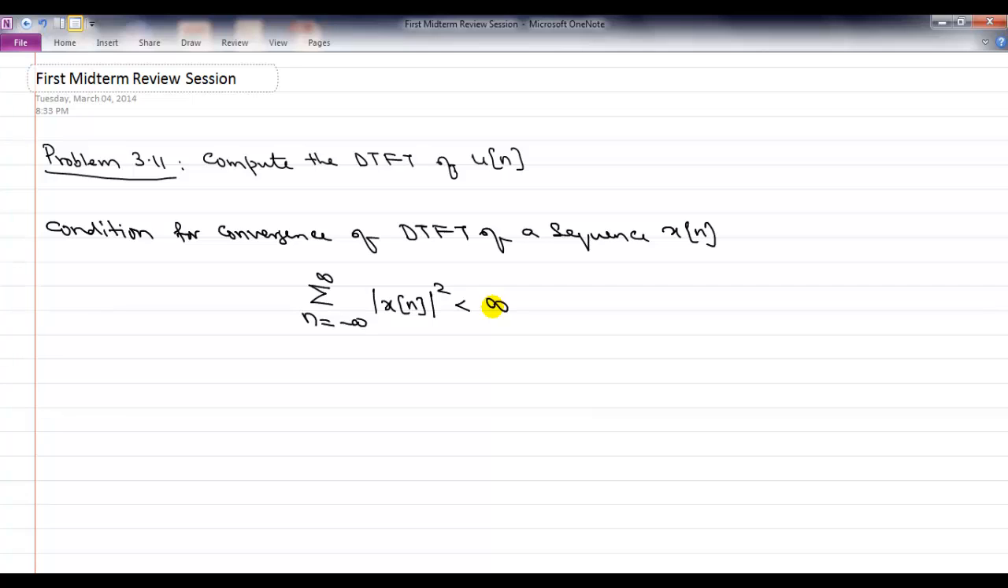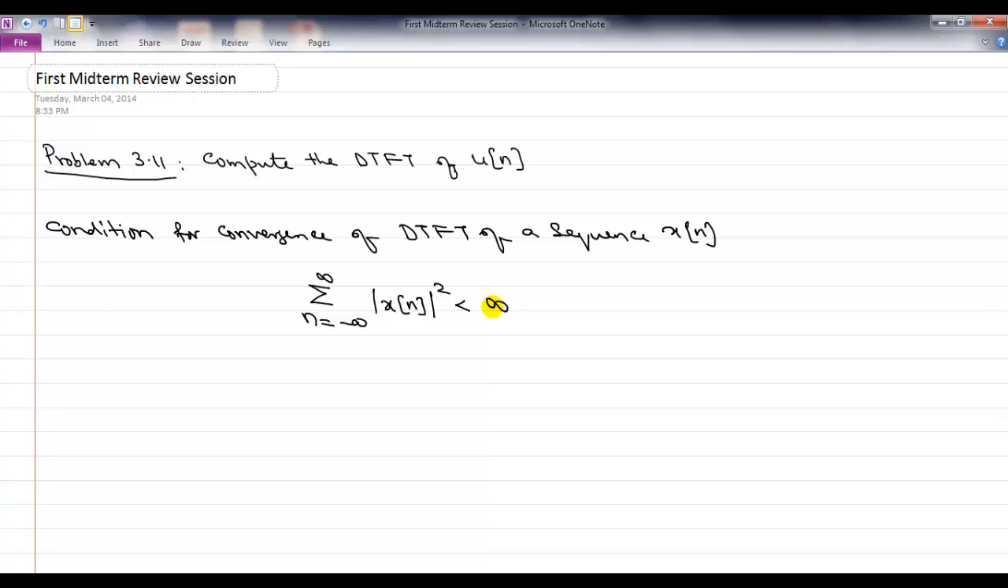And whenever a sequence does not satisfy this condition, we have to play certain kinds of tricks. In some cases, you can use those tricks to get some sort of a discrete time Fourier transform. In other cases, you may not be able to. Okay, so like cosine is another example. Cosine is a periodic signal. It keeps on varying. It does not satisfy the condition.